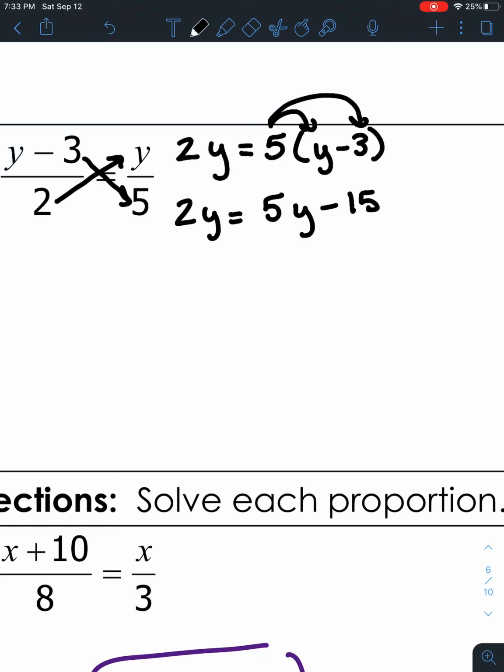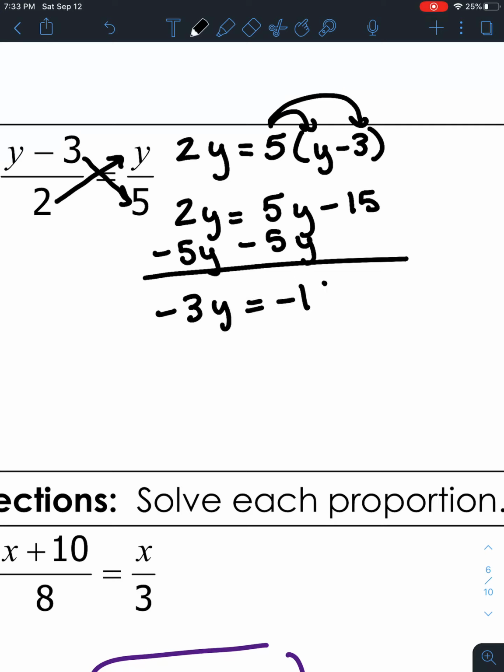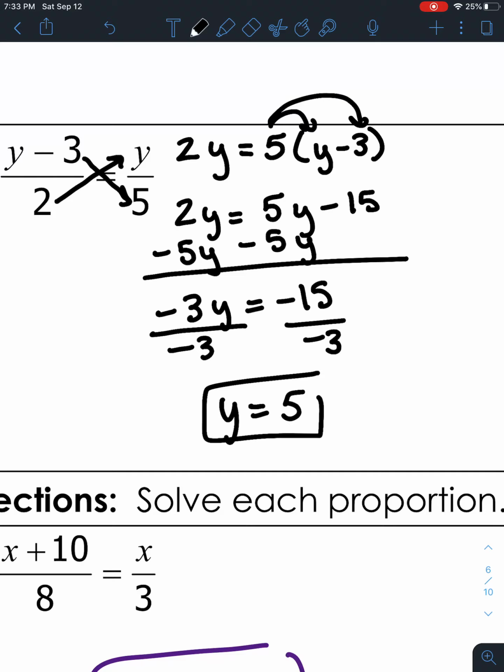Now one option you can do here is add 15, then minus your 2y, or you can go ahead and just minus your 5y over. I'm going to minus my 5y over. Both should give you the same answer. 2y minus 5y is negative 3y equals negative 15. I'm going to divide both sides by negative 3. That gives me y equals 5. Remember, those two negatives will cancel out.